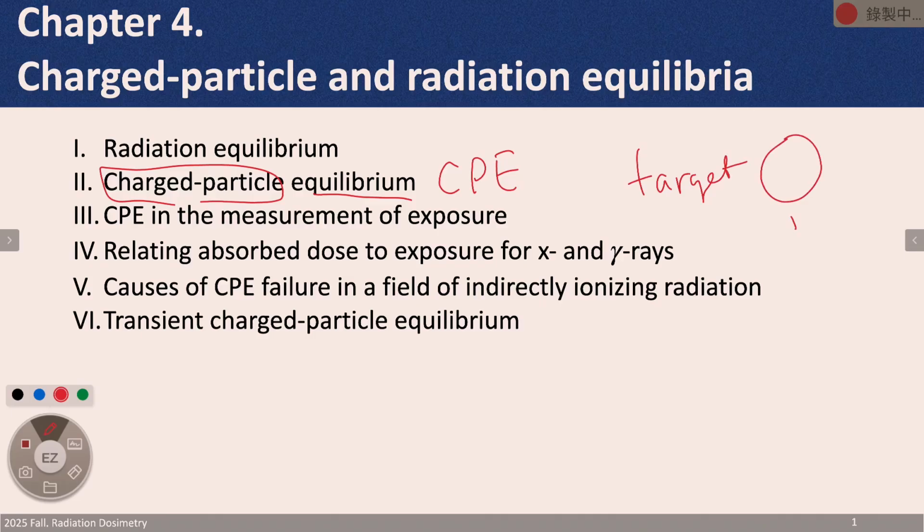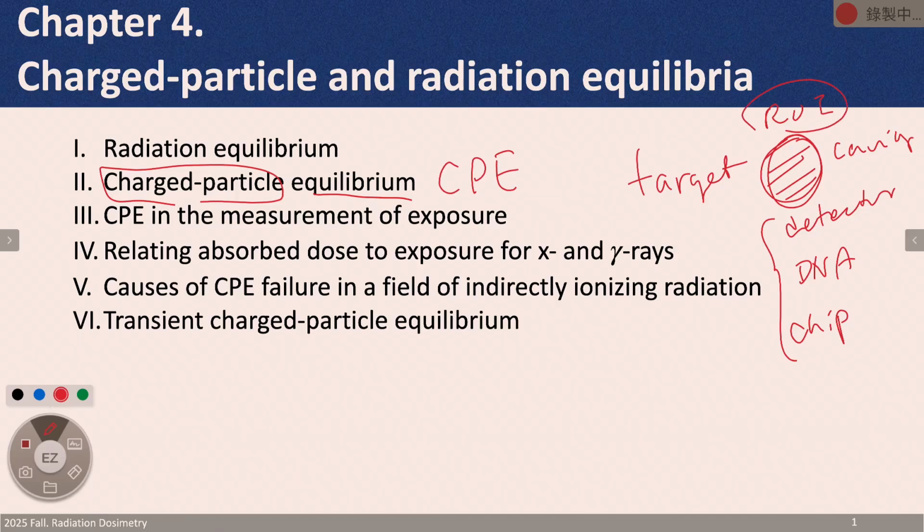Maybe your detector, maybe your DNA, or your silicon chip, anything. The region you are interested in is a cavity. This cavity should describe the charged particles produced by the radiation interaction, and whether in this region of interest it is in equilibrium or not. So this is the main idea.